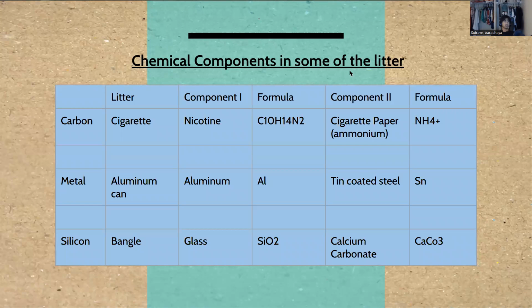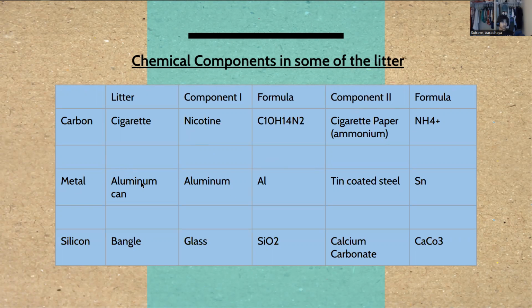These are all the chemical components in some of the litter. For carbon, I said cigarettes. Component one was nicotine. The formula for that is C10H14N2. And the second component for carbon is ammonium, which is found in the cigarette paper or the rolling paper, and the formula is NH4+.